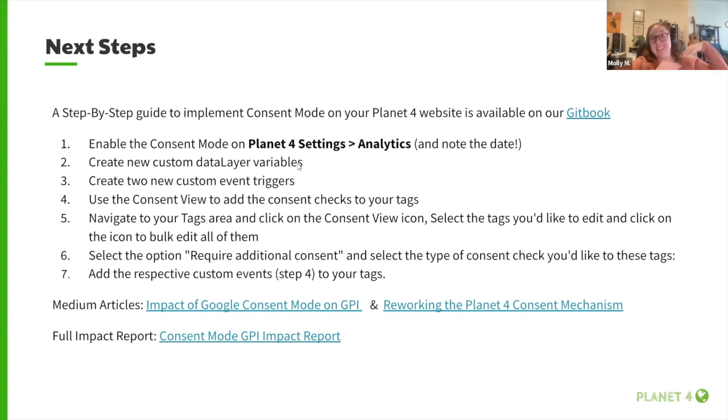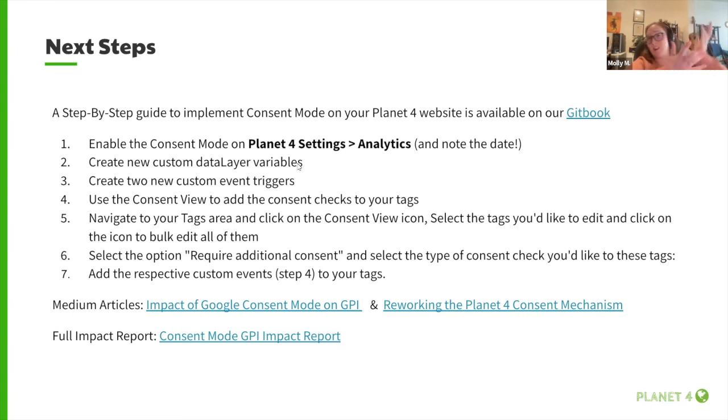Then you navigate within the tags to implement consent mode, which is again just a check. And then you can bulk edit all of the tags that you want to be included with consent mode. That would be anything that is not directly necessary for the website to function. So any of your analytics tags, HubSpot, Hotjar, Facebook Pixel, anything like that would have to be included. And then you add the custom event triggers that you made to those tags. I believe you can do that in bulk as well. And then it's done. Then you can begin to test.